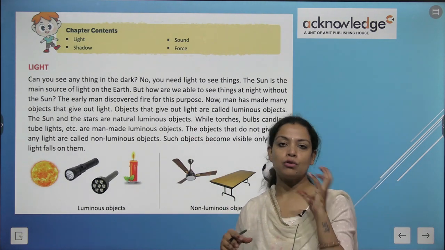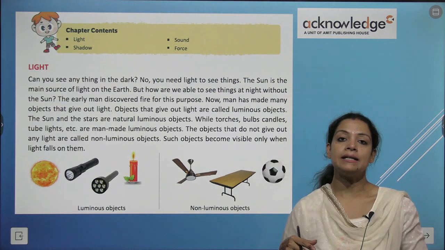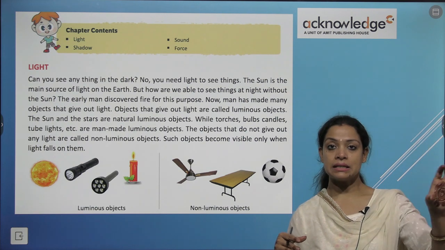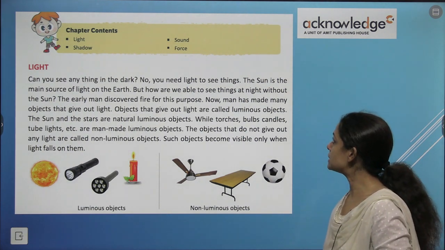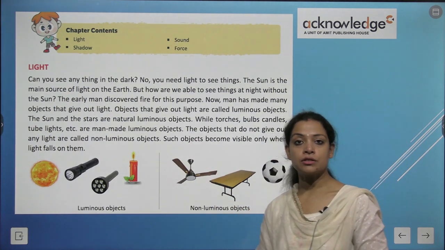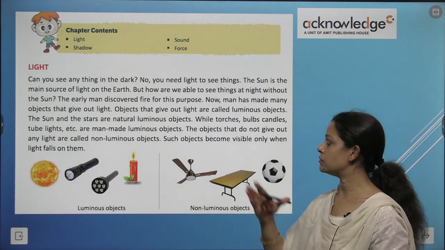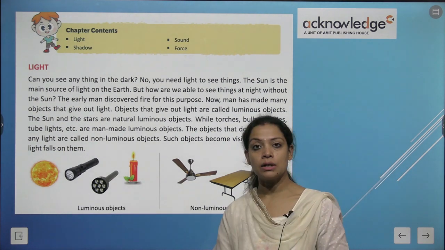During daytime, we do not usually switch on the electronic light. Why? Because we have the ultimate source of light, that is the sun. Now how are we able to see things at night without the sun? So the man discovered, first of all, in primitive ages, when he discovered fire. Now man has made many objects that give out light.